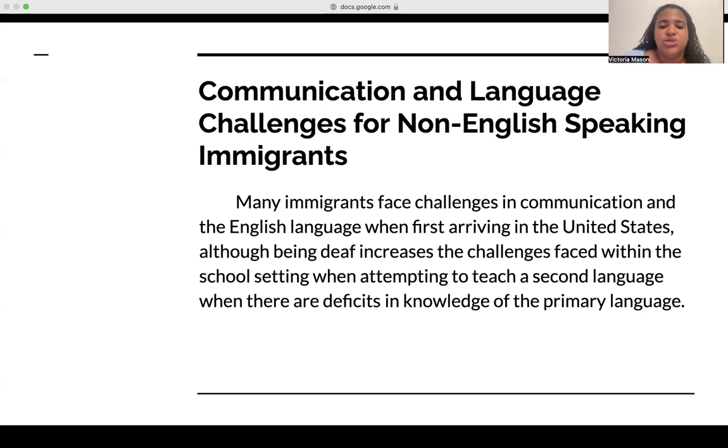When it comes to challenges for non-English speaking immigrants, many immigrants face challenges in communication and the English language when first arriving in the United States. Although being deaf increases the challenges faced within a school setting when attempting to teach a second language when there are deficits in knowledge of the primary language already.